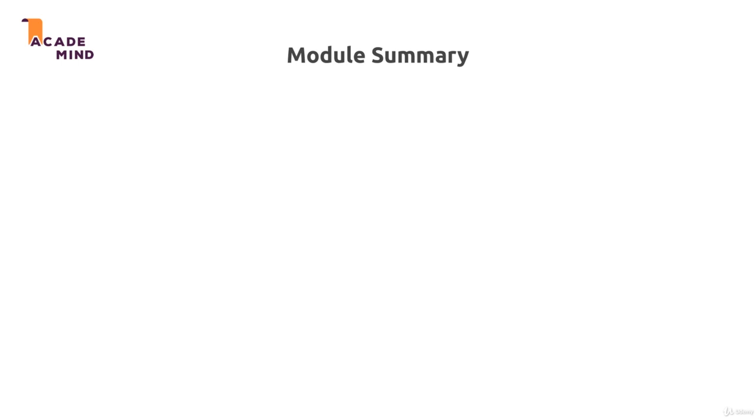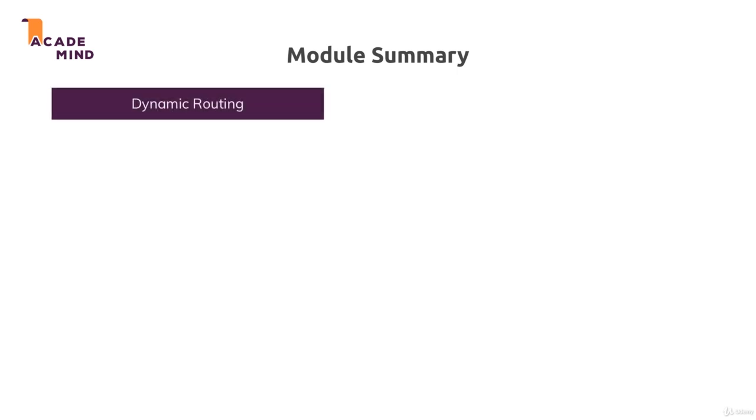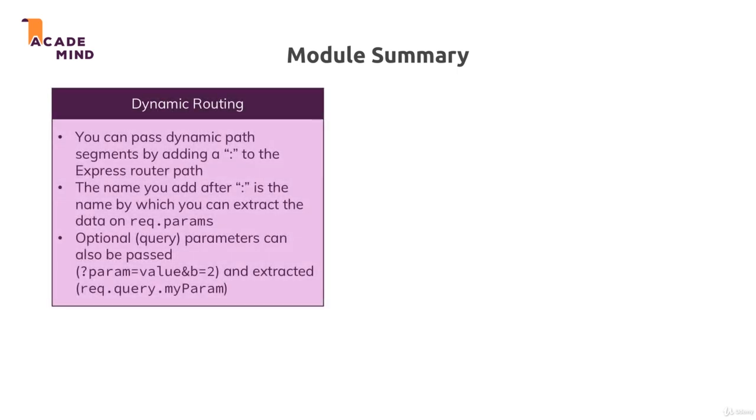So that's it for this module. Again, we learned a lot and practiced a lot. You learned about dynamic routing and that you can pass dynamic path segments by adding a colon to the Express router path. The name after the colon is then the name by which you can extract the data on request params. As a side note, you can have more than one dynamic segment per route.